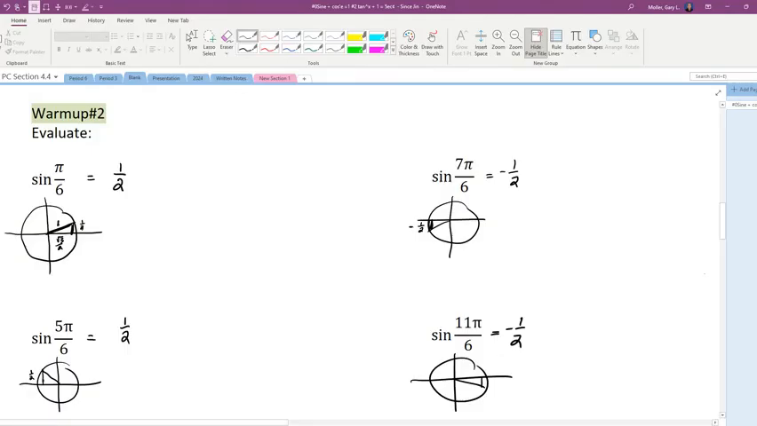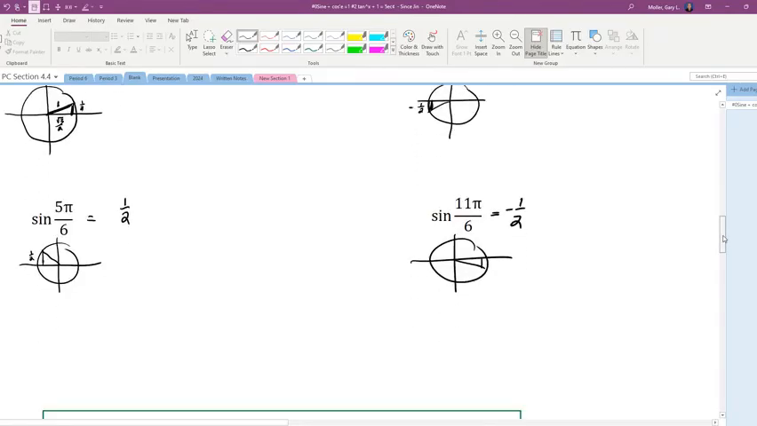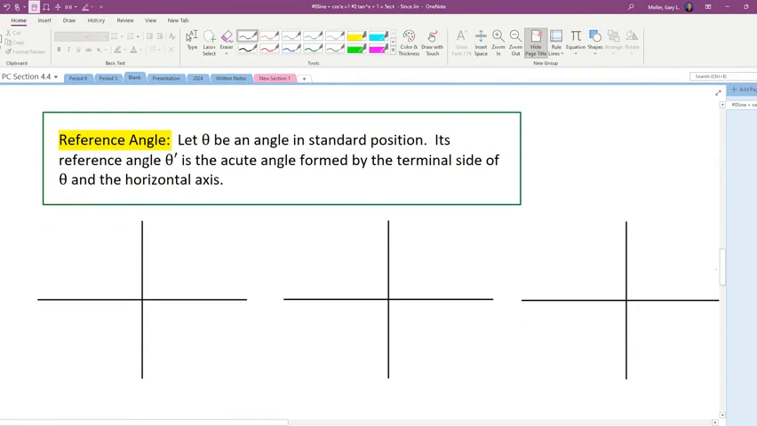All right. So the reason I really want to do this warm-up question is because it leads to the formal discussion of what a reference angle is, because we just used a reference angle. So here we go. Let theta be an angle in standard position. Its reference angle, theta prime, is the acute angle formed by the terminal side of theta and the horizontal axis.